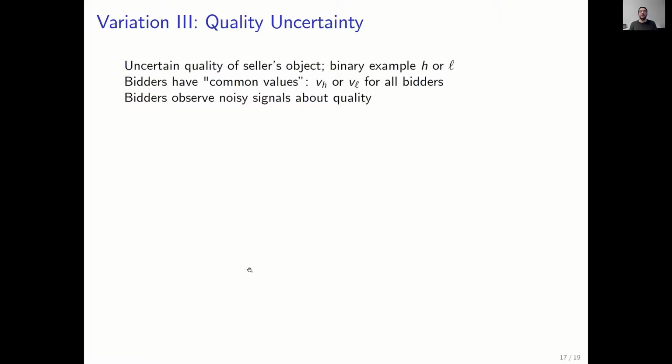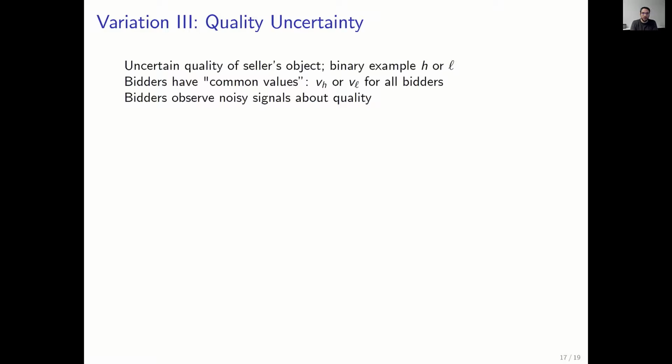Suppose there's uncertainty about the quality of the seller's object. It could either be a high quality or low quality object. Let's look at the extreme case where the bidders have pure common values. So the value is either V_H for all bidders, or it's V_L for all bidders if it's a low value auction. Okay, so it's a pure common value auction.